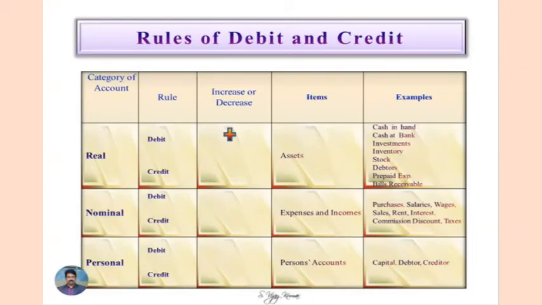So when there is an increase in a real account, you have to debit. When there is a decrease in a real account or the asset category, you have to credit that account. Similarly, when it comes to nominal account, if expenses are increasing, then debit. If expense is decreasing, then credit. If income is increasing, then credit. If income is decreasing, then debit. So this is what you have to remember for expenses and incomes, two different things.